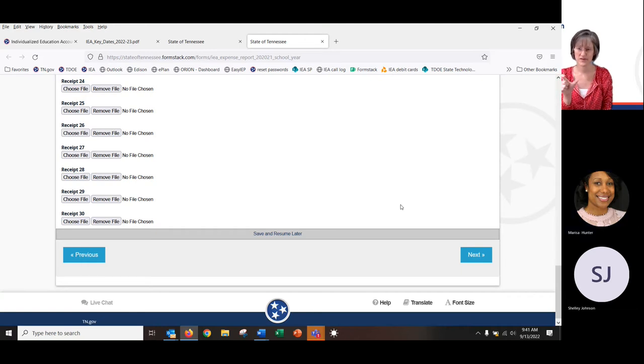So they just call the number on the back of their debit card? That is correct. And they will walk them through how to see their transactions online. Perfect. Good deal.